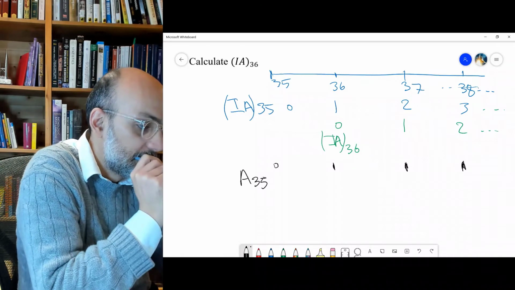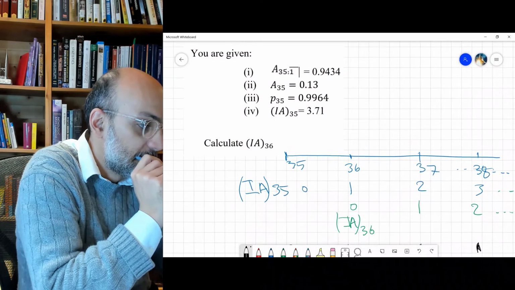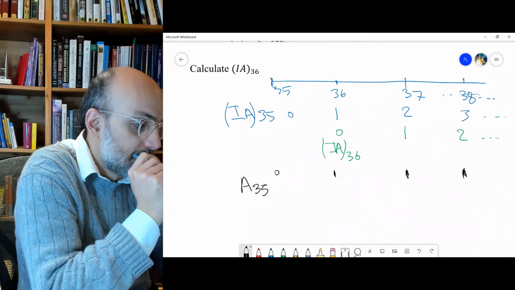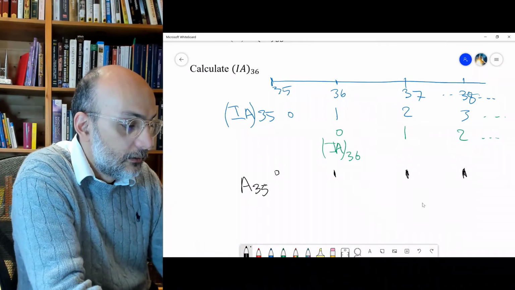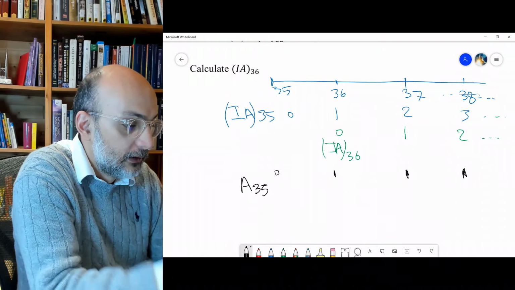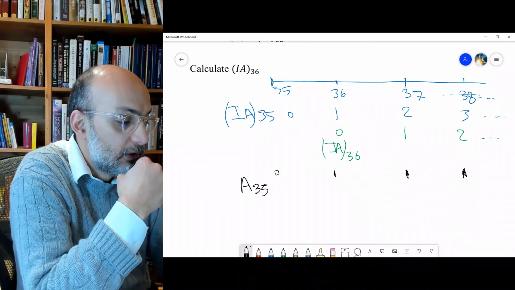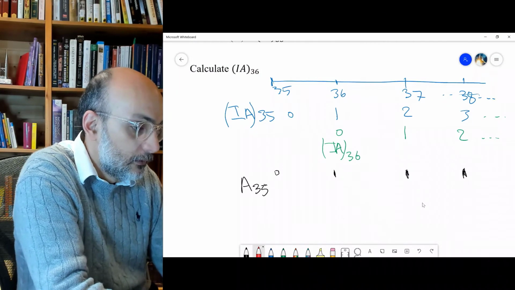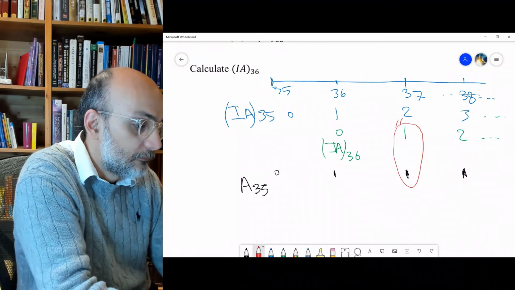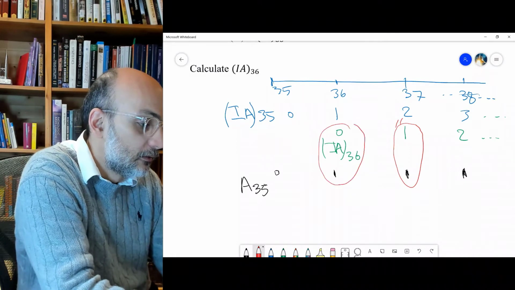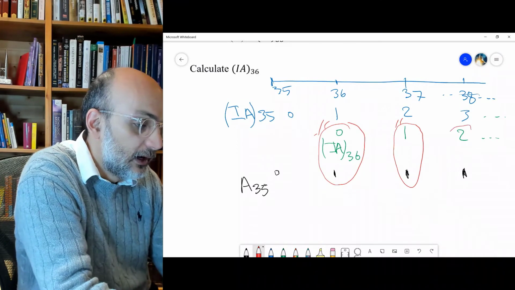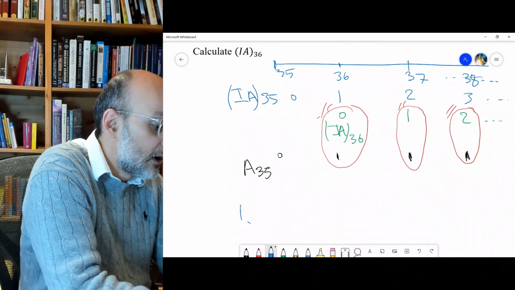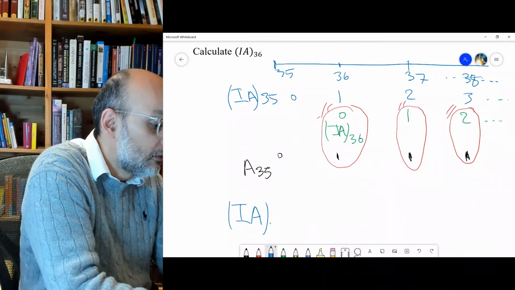Sorry, let me see what we have here. Yeah, what you see, 1 here, 2, 3, right? We see that. So now if we relate them to each other, if you add this, it gives you this. If you add this, it gives you this. Are you following me? So this is easy to write.